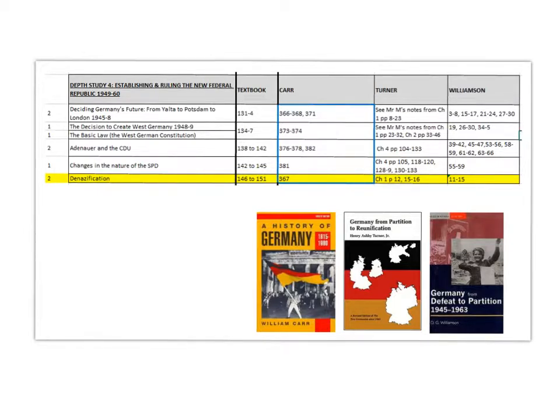If you look at the reading here, there's a little bit in Turner, not too much in Turner about denazification. Likewise, not very much in Carr. Williamson is the best source, and it's all in chapter 2, pages 11 to 15. So I've included quite a few scans of the relevant sections from Williamson into the slideshow, which as we go through the slideshow, as before, pause and make notes.